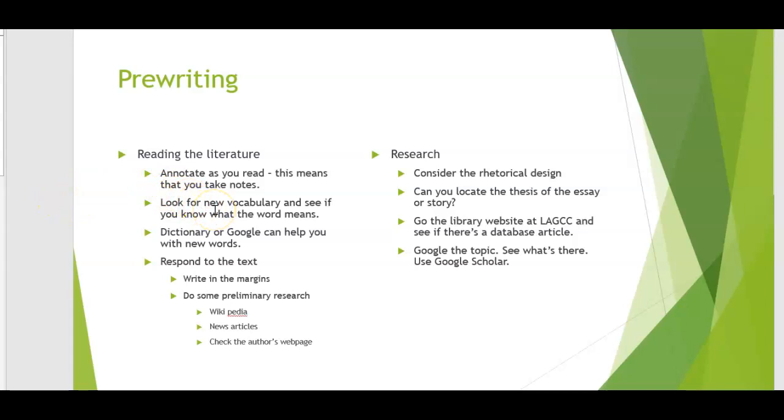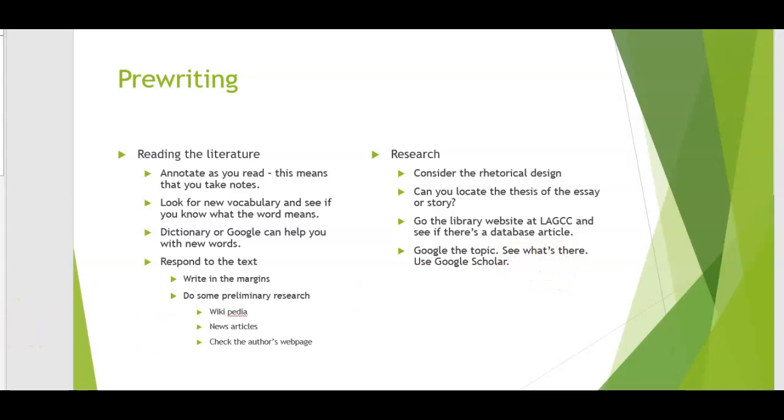You annotate as you read. You look for new vocabulary. You can think about looking up words. You are responding to the text, sometimes thinking about what it might say in Wikipedia, or even looking at news articles. The research is interesting. Think about how you can locate the rhetorical design, and then consider possibly going to the library. So this says the library at LAGCC, but that would be the college where you're going right now. Google the topic and see what's there in Google Scholar.